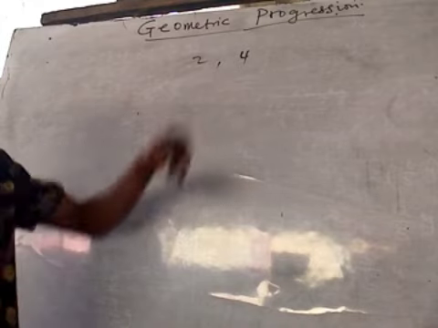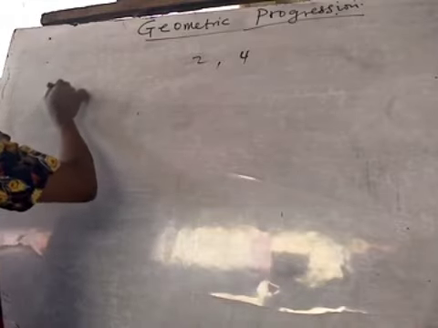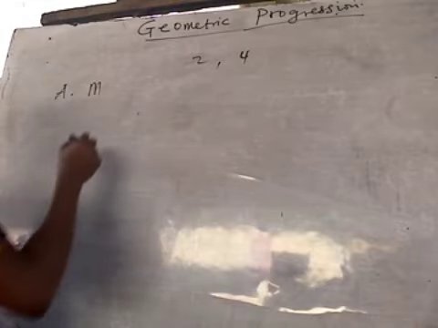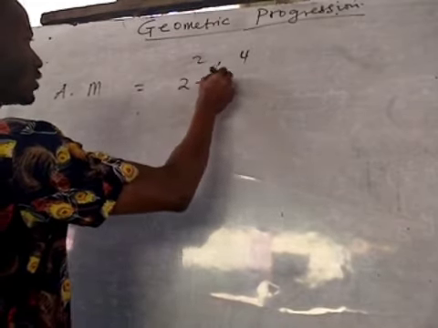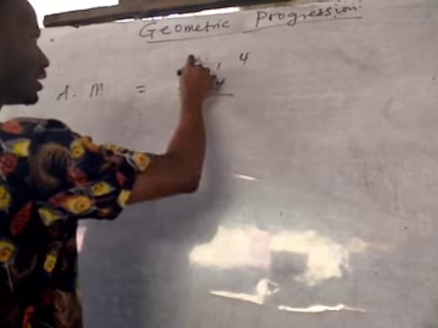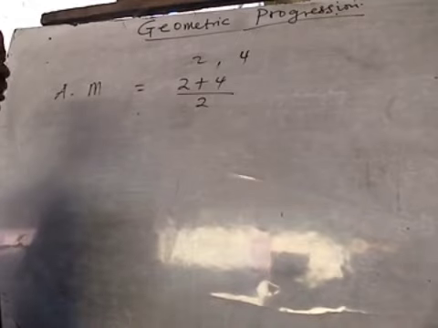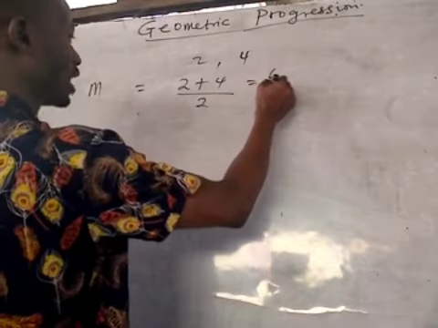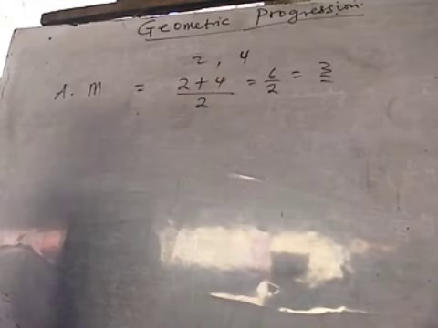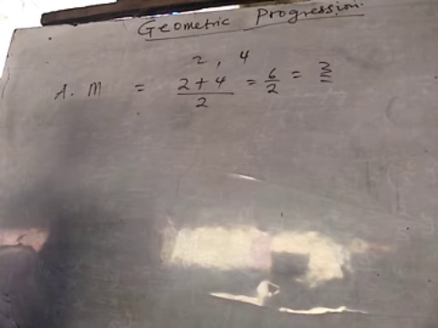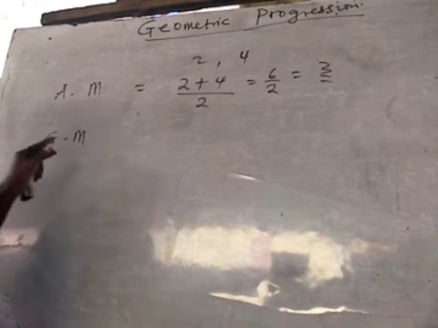Now, if 2 and 4 is given to you as two numbers, and somebody asks you to find the arithmetic mean of these two numbers, it is simply defined as the sum of the numbers divided by the number of numbers. How many numbers do you have here? It is 2. So 2 plus 4 gives us 6, and this is over 2, which equals 3. So the arithmetic mean of these two numbers is 3.